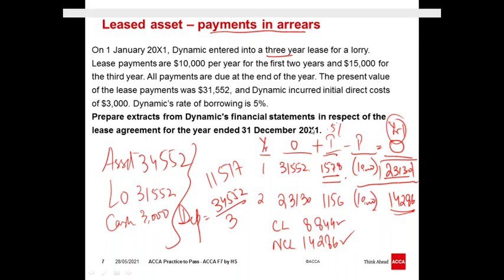Shouldn't we include 3,000 in the lease liability? No. 11517, yes, this will be the depreciation expense. It will not be charged in the finance cost. It is a part of the cost of goods sold.